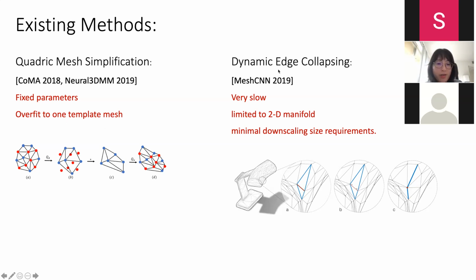And there are also more flexible methods like in MeshCNN. They use dynamic edge collapsing. Basically, it's an algorithm similar to quadric mesh simplification. The difference is that instead of just using the distance between two vertices as the metric for simplification, they use the features along the edge to do the simplification. But the problem is it's very slow and it's also limited to 2D manifolds, and it has a minimal downscaling size requirement, so you cannot compress your mesh to be as sparse as possible.